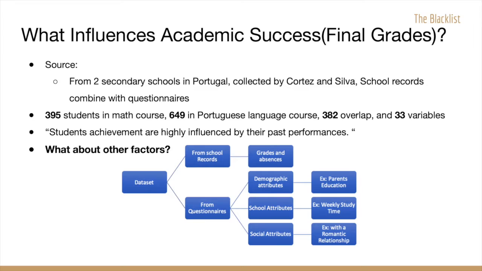So the data actually contains two separate data sets, one from the math course and the other from the Portuguese course, with 382 overlaps and 33 variables. The people who collected the data, Cortez and Silva, in fact have also conducted analysis themselves. And the conclusion they drew is simply that students' achievements, as in their final grades, are highly influenced by their past performances, which is more like common sense and not a very good use of the data. And in our investigation, we'll attempt to explore the relationship of final grades with a variety of variables.